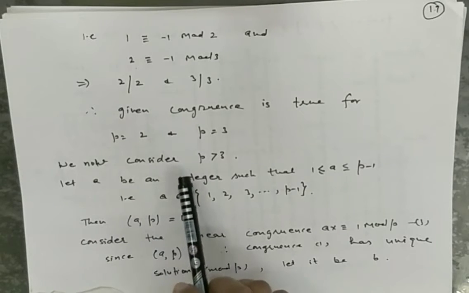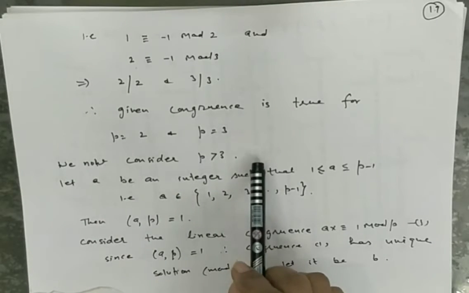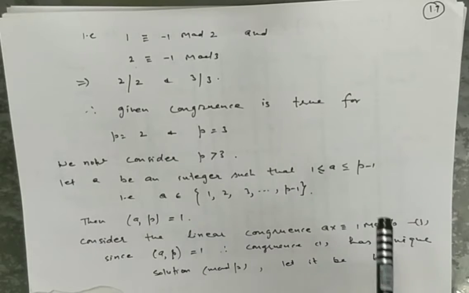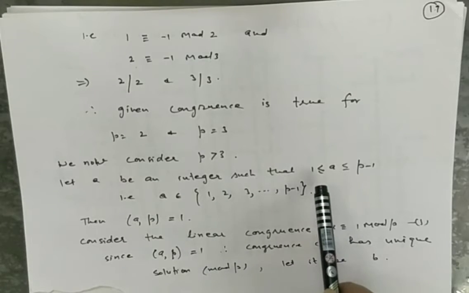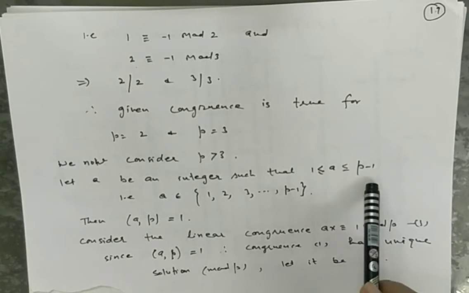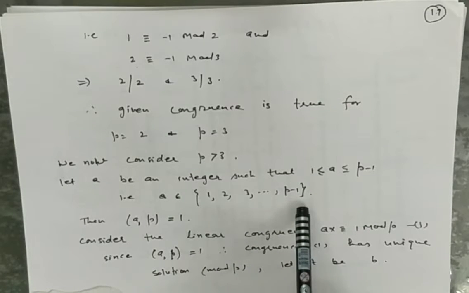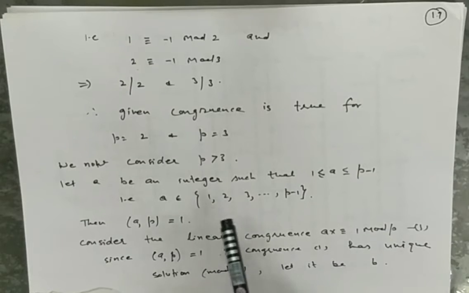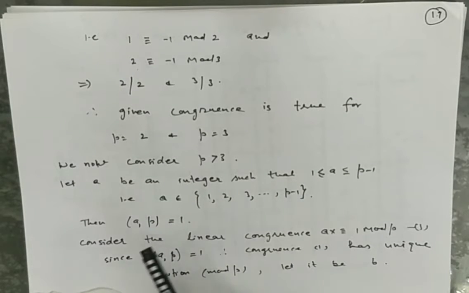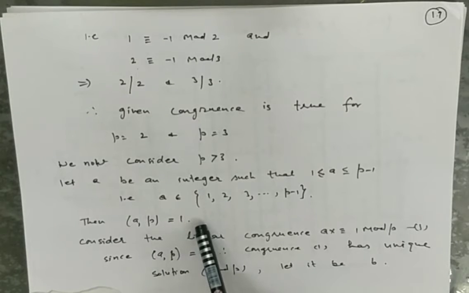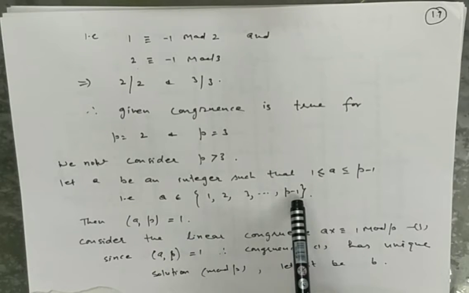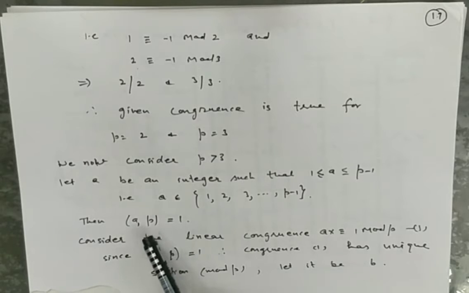So now we consider that p is greater than 3. Let a be an integer such that a is greater than or equal to 1 and less than or equal to p minus 1. That is, a belongs to this set of numbers from 1 to p minus 1. Then surely a and p will be coprime, because all the numbers are less than p and p is a prime number. Now consider the linear congruence.